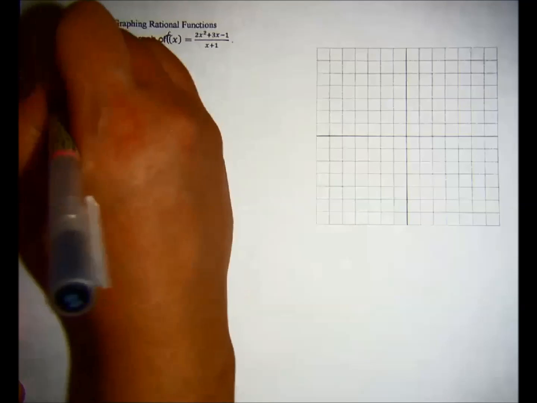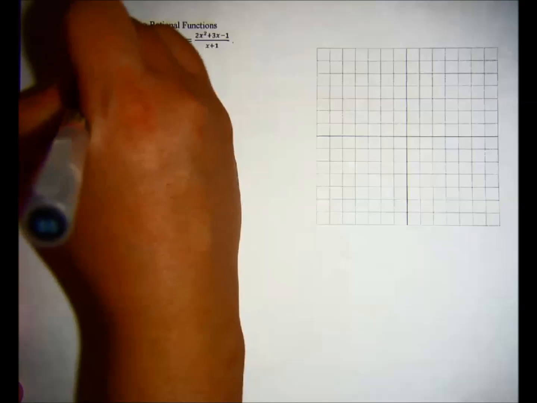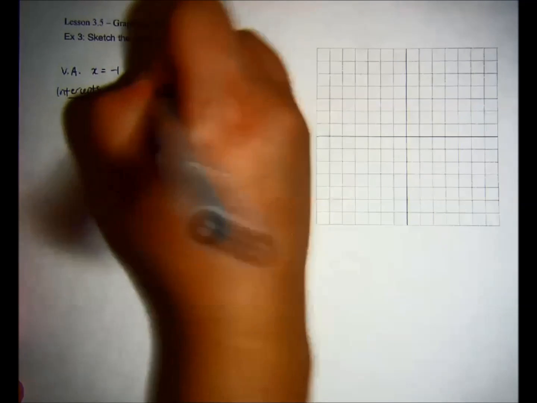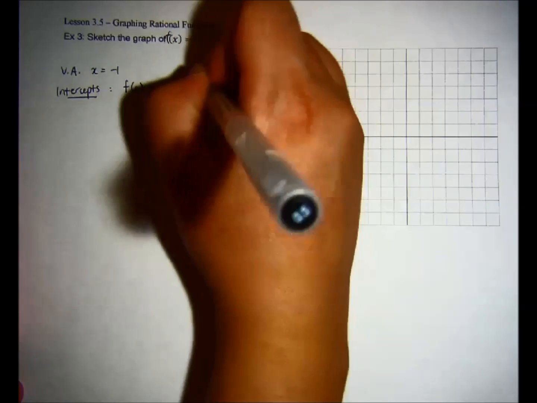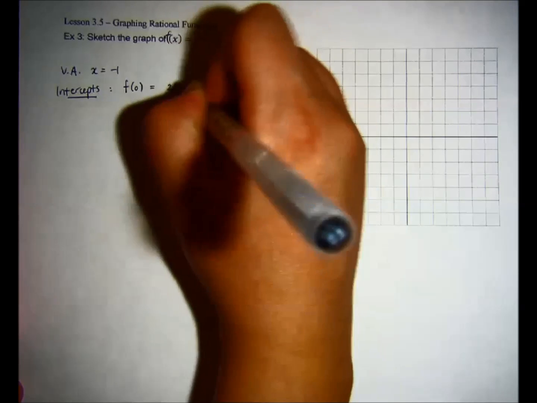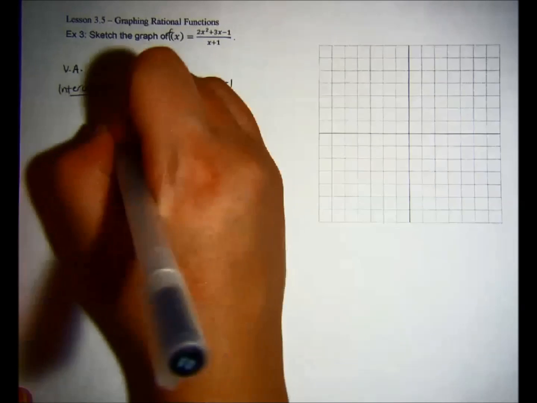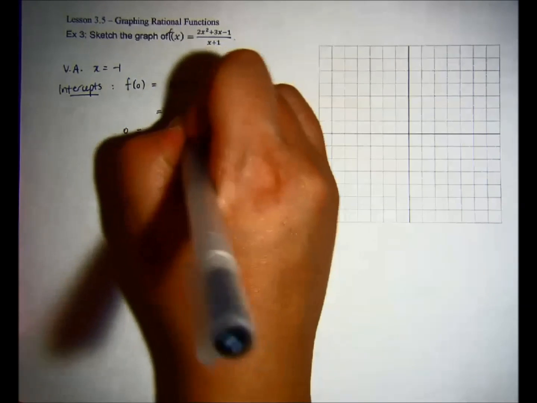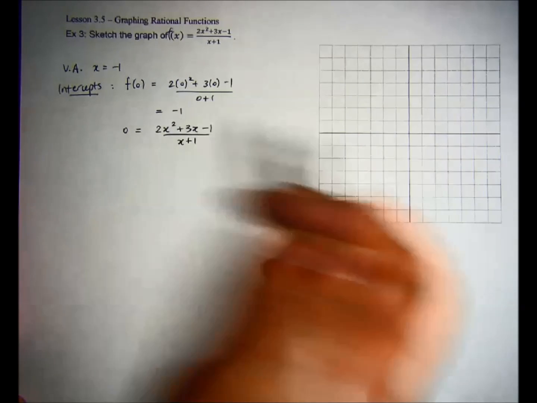Okay? And in order to figure out any intercepts, for the y-intercept, let's plug in x equals 0. So that's going to be 2 times 0 squared plus 3 times 0 minus 1 over 0 plus 1. So that'll be 0, -1. And then when we set y equal to 0, that's really just looking for the numerator values equaling 0.